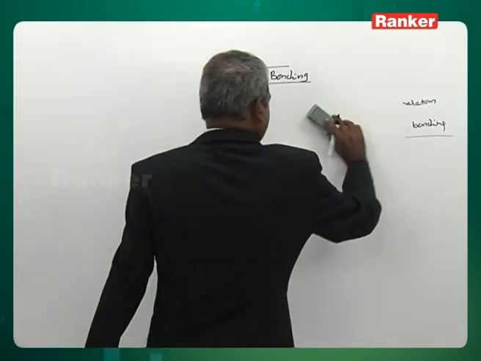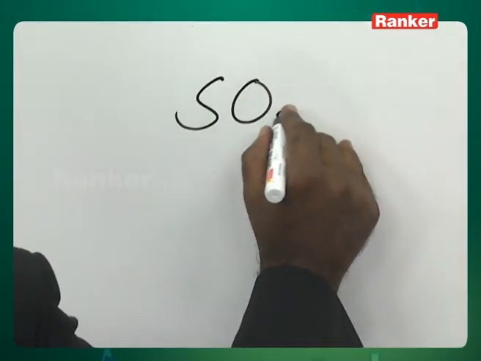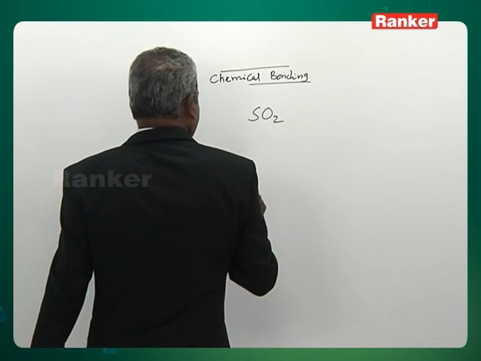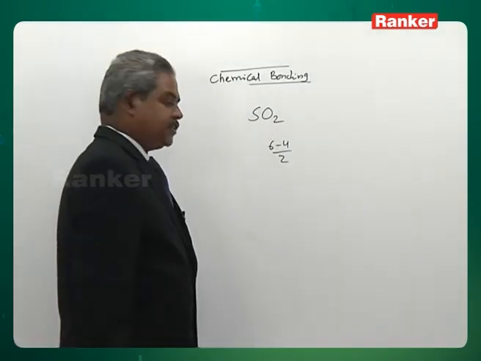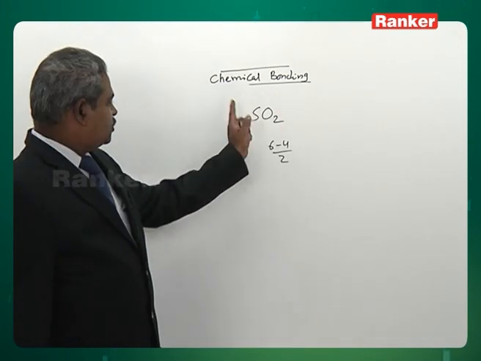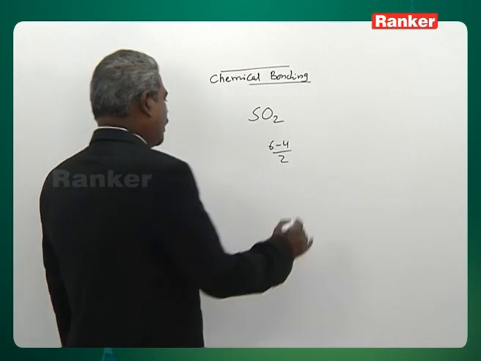How about SO2? SO2, 6 minus 4 by 2. What is this 6? Sulfur, you know, belongs to the sixth group, minus 4 by 2. 6 minus 4 by 2, 1 lone pair.